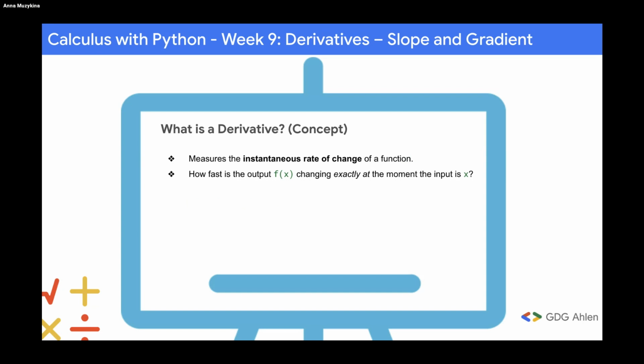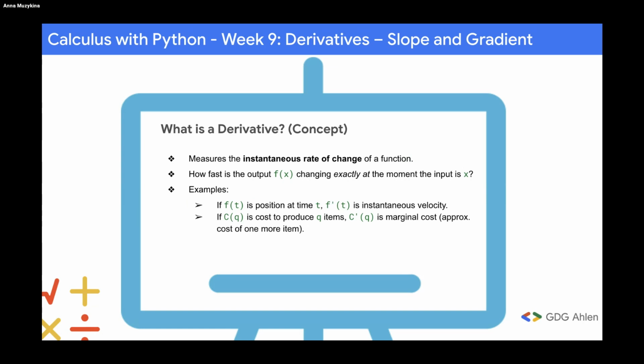So, what is a derivative conceptually? It's a fundamental tool in calculus that measures the instantaneous rate of change of a function. While we can easily calculate an average rate of change over an interval, like average speed over a trip, the derivative tells us how fast the function's output is changing at one specific instant or point of input.